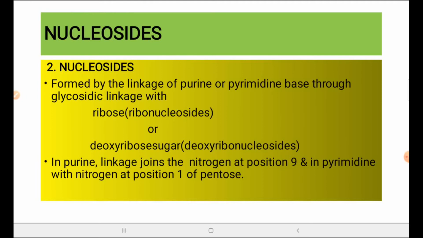You have heard about nucleotides. Now let us come to the nucleosides. These are nothing but nucleotides without the phosphate group. So if there is absence of the phosphate group, then that portion is called a nucleoside. Nucleosides are formed by the linkage of a purine or pyrimidine base through a glycosidic linkage. Okay, that is called beta N glycosidic linkage.